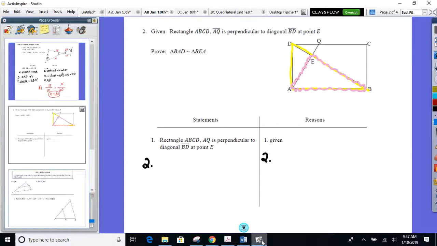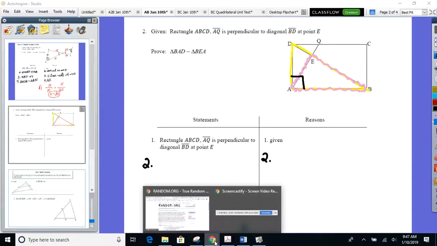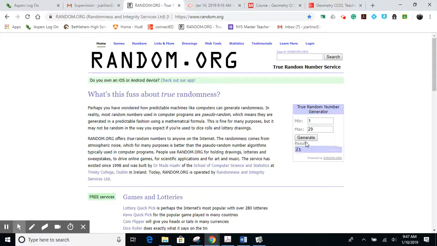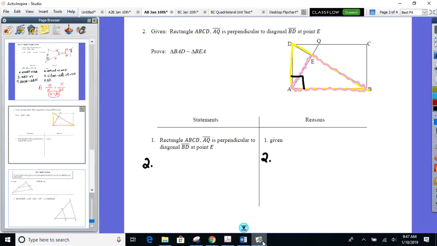Okay, I'll take the DAB, but if I go QDA, you see how that angle is not a full angle in either triangle? So I'll take this one right here, that's a right angle, because that's in the large triangle. So if there's a right angle in that one, where's the right angle in triangle BEA then? Where's that right angle in triangle BEA?